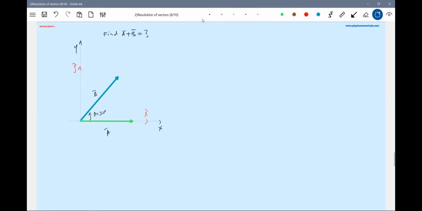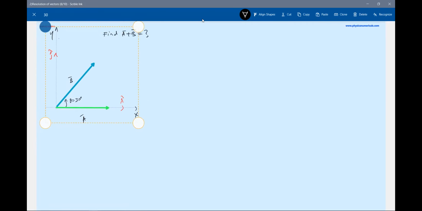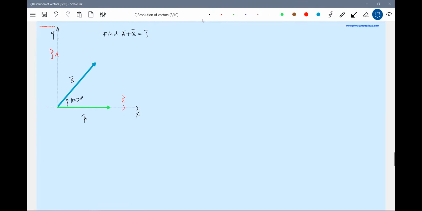Directly, straight away, how to add two vectors? We have done enough of mathematics, the parallelogram law of vector addition. Let's first calculate all the things. R is equal to, from the parallelogram law of vector addition, the square root of A square plus B square plus 2AB cos theta.